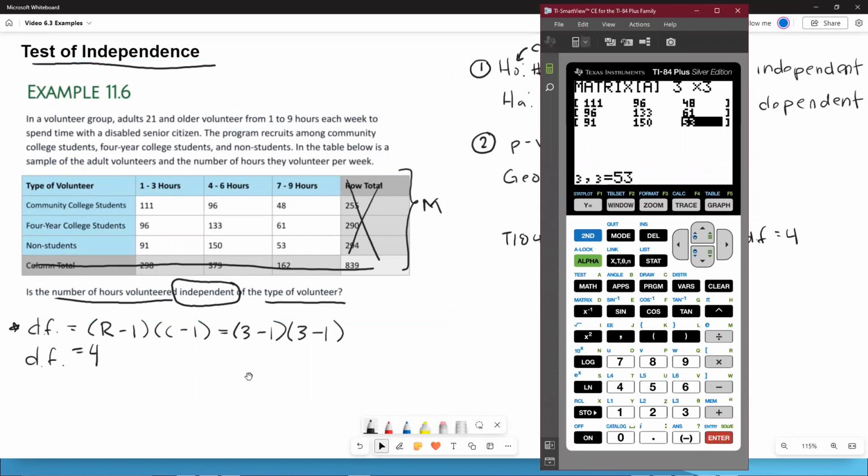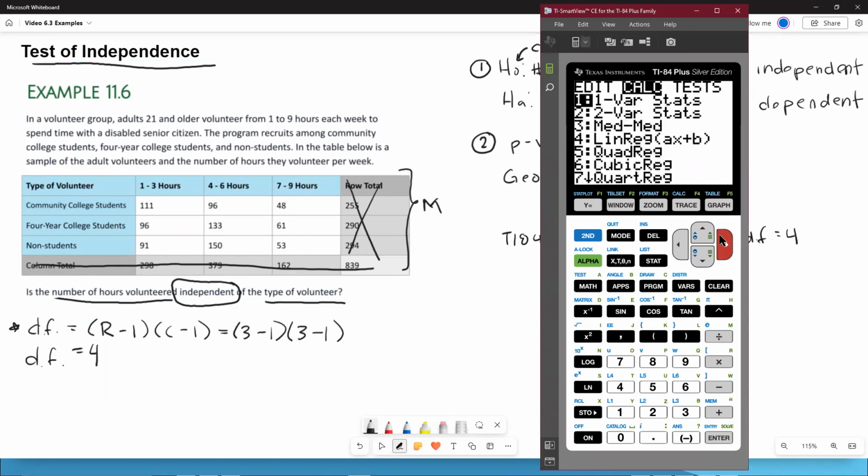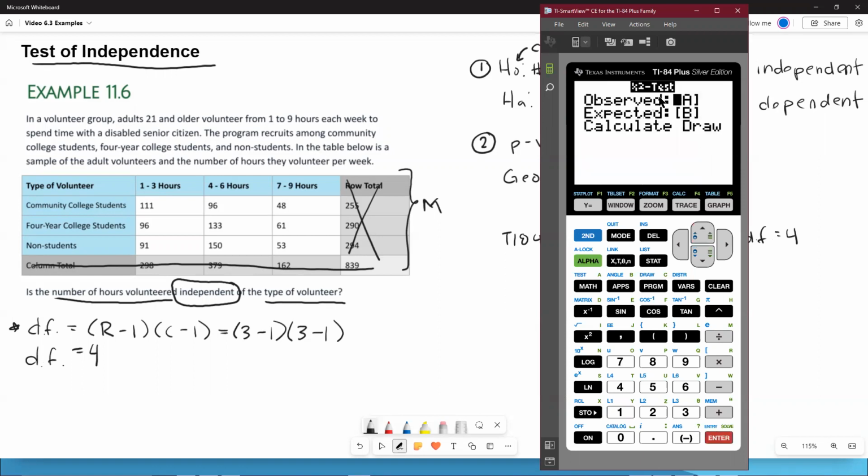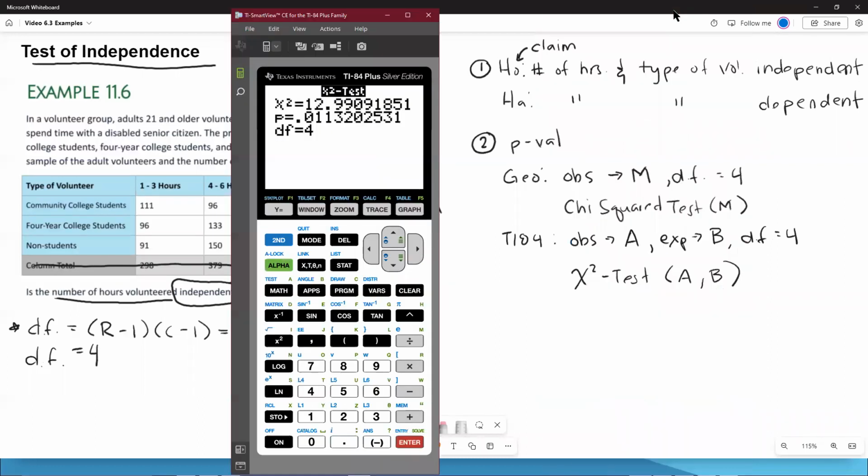And it does. So next step, stat, test, chi-square test, which is option C. Observed is in A. We want the expected in B. We go down to calculate. And it spits out a p-value of 0.113. So let me jot that down really quick, and then we're going to come back and look at our calculator.